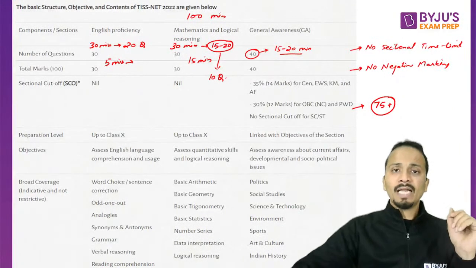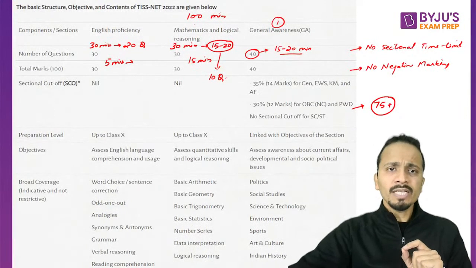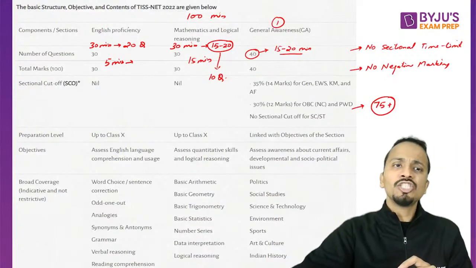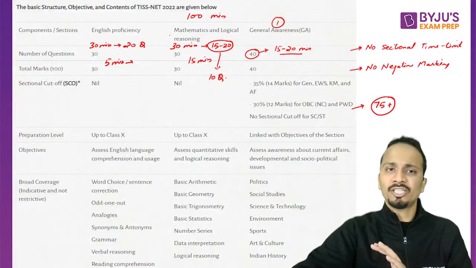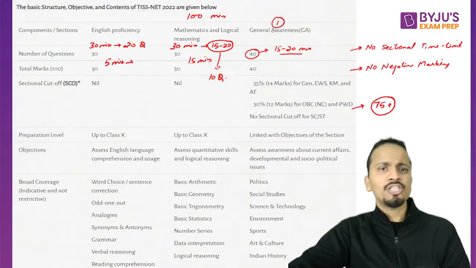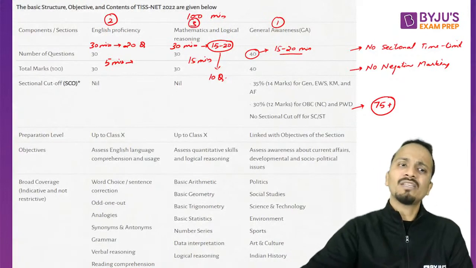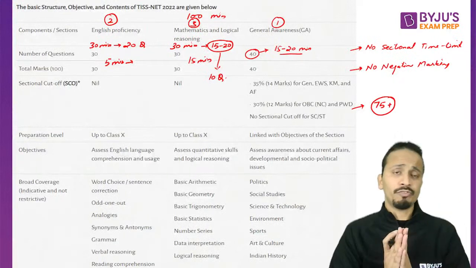As mentioned, I'll start with general awareness, then I'll go to maths and then English proficiency. You can interchange the order in which you attempt the English proficiency and maths sections. So after the general awareness section, you can go to English proficiency and then maths, or vice versa.